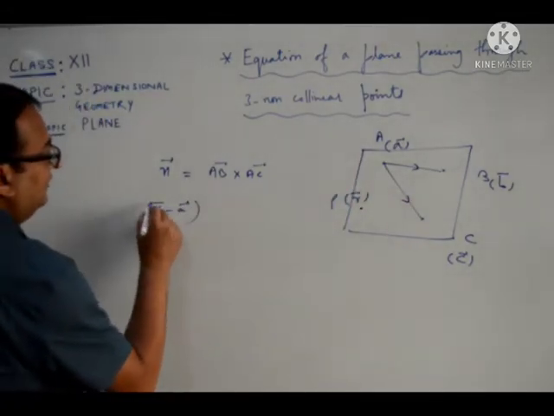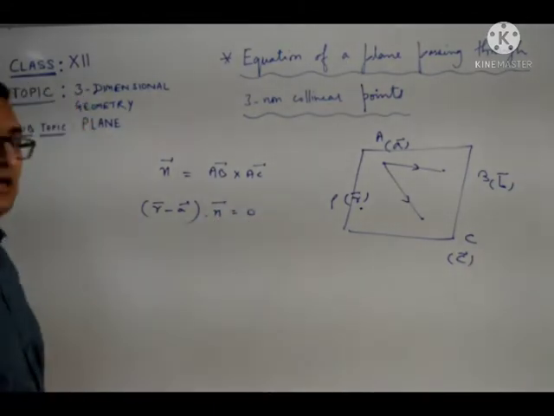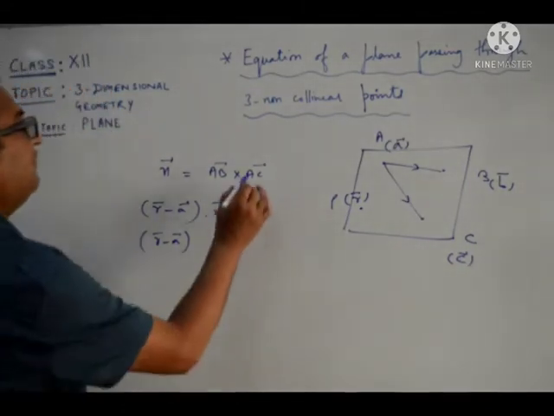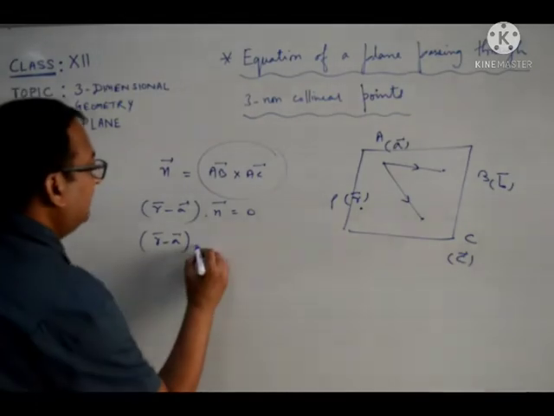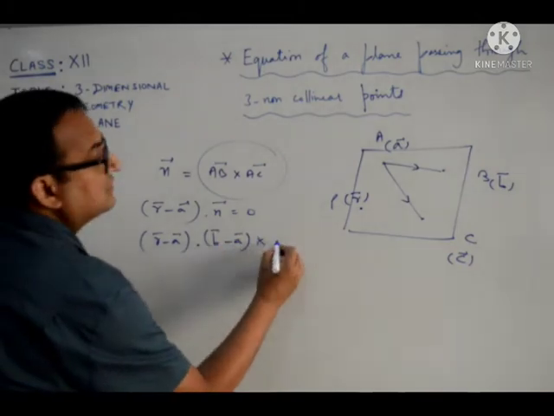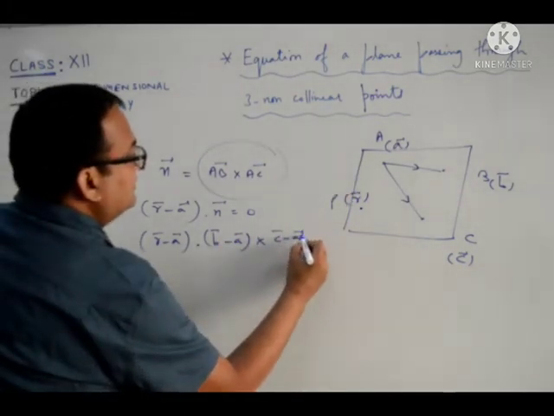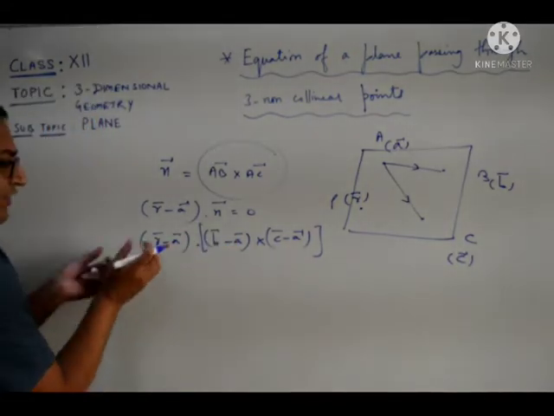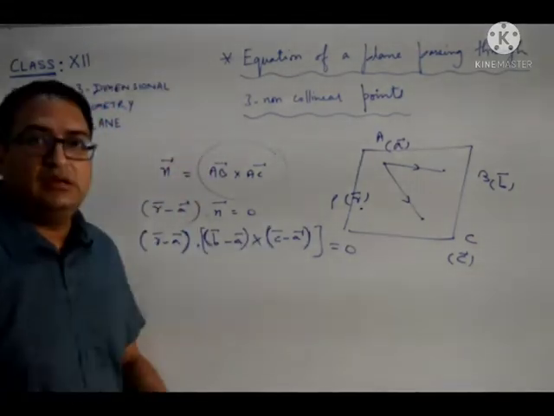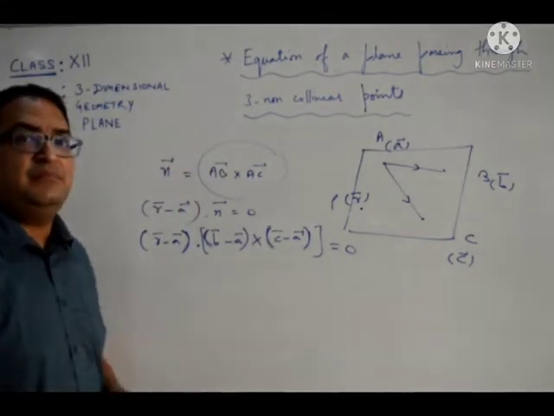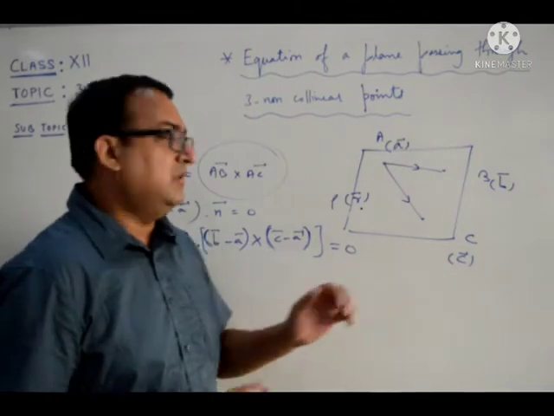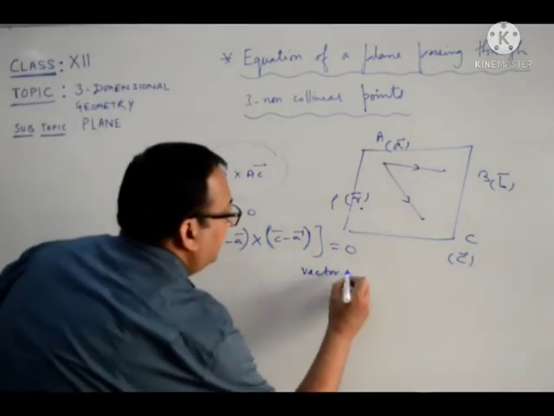So you can use this form, r minus a dot n equal to 0. Since we do not have the n vector here, we can find a normal vector to the plane using the AB vector cross AC vector. Now what is the AB vector? It is b minus a, and the AC vector is c minus a. So when we take the dot product of r minus a vector with this normal vector, the dot product will be 0. This is the vector equation of a plane passing through three non-collinear points having position vectors a vector, b vector and c vector. This is the equation of the plane in vector form.